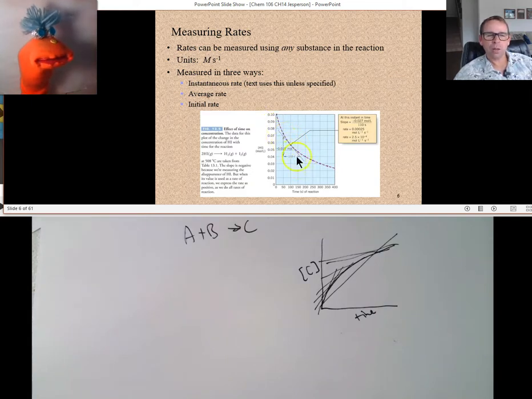But the slope of that line at any given point along there can be known as the instantaneous rate. Okay, good. So we've learned a lot about kinetics of chemical reactions, and we're going to learn a lot more. Good job, Fred.